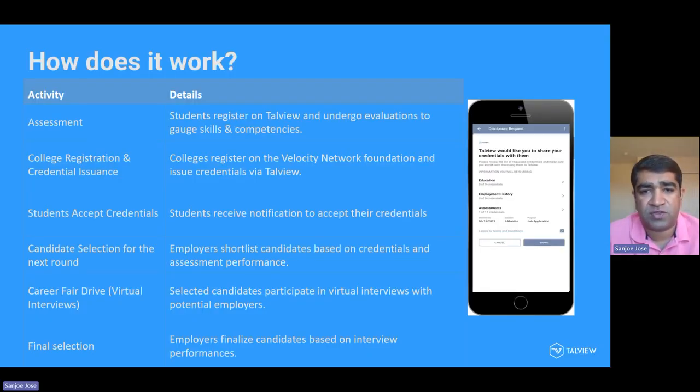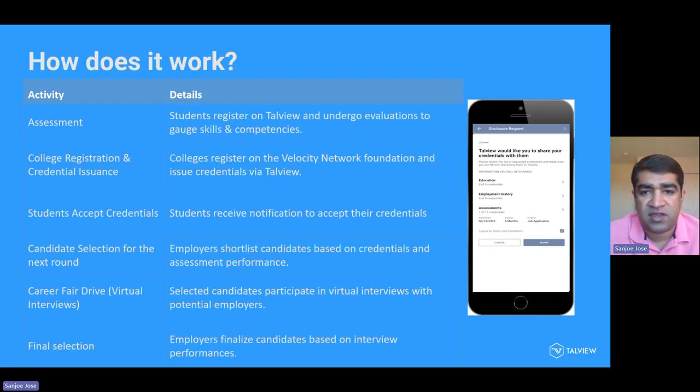The process starts with students registering on Talview and choosing a job, subsequent to which they undergo evaluations, typically skill assessments or assessments for behavioral competencies. And in parallel, universities would get a notification that one of their students is undergoing an assessment process on Talview, and they can register on Velocity Network Foundation for them to issue credentials to the students on blockchain via Talview. So once the college is registered, they can start issuing credentials for that particular student. And the student would then have the ability to accept these credentials and make those part of their profile from Talview or from the Velocity app.